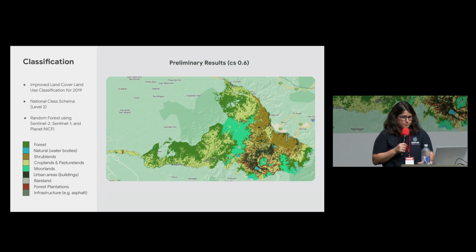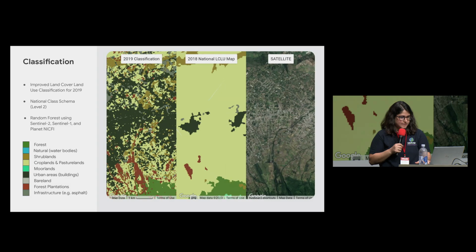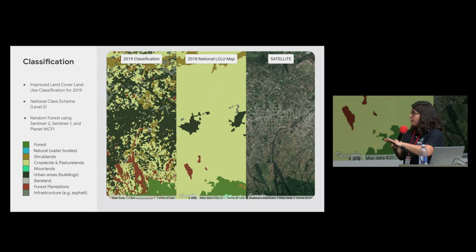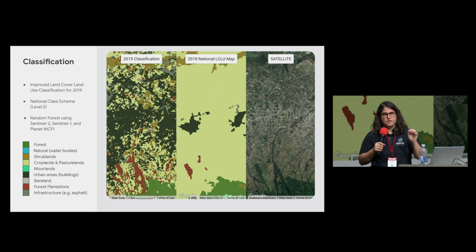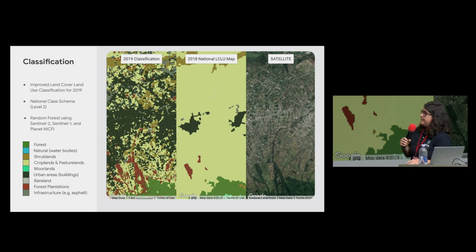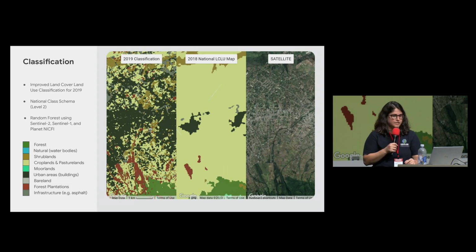You may not remember what the national map for 2018 looked like, but this is a zoomed in area. We showed this to the government. They gave us feedback on this map, and they said obviously it's more refined because it's at 10-meter resolution, while the national map they're generating uses Landsat data. But also overall, they said a lot of pixels were not in the class they were supposed to be, and now with this product, it is much better. So here on the left side, you see the Cloud Score Plus 2019 classification. The middle is the 2018 national land cover map, and then the satellite image on the right.